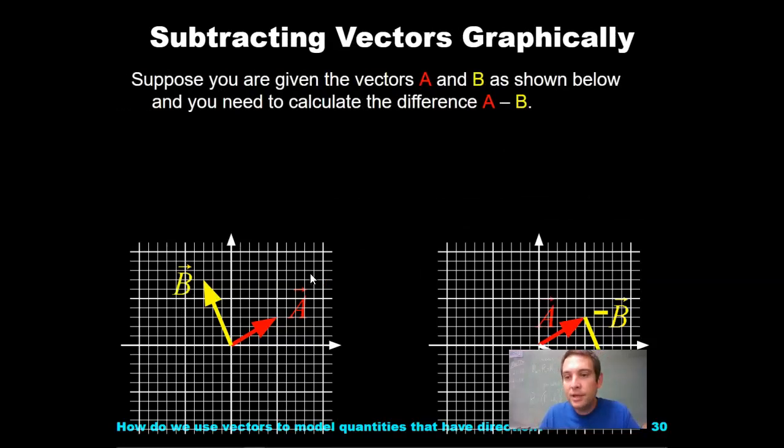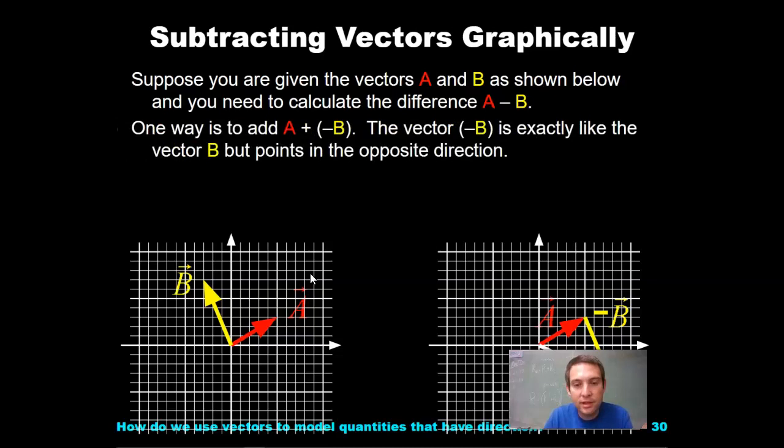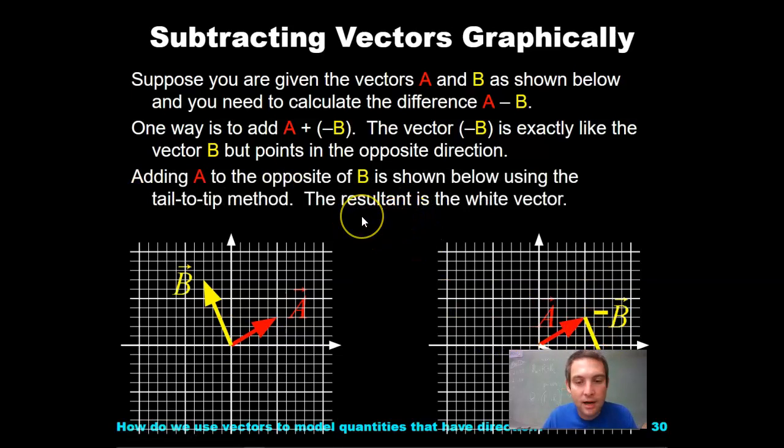Let's say you're given a and b, and you need to calculate the difference a minus b. So, one way is to add a plus negative b. The vector negative b is exactly like the vector b, but points in the opposite direction. This is called anti-parallel. If I were to draw a parallel vector over here, it would be running along this line. If it's anti-parallel, it's flipped, as you can see right here. Adding a to the opposite of b is shown below using the tail to tip method. The resultant is the white vector.